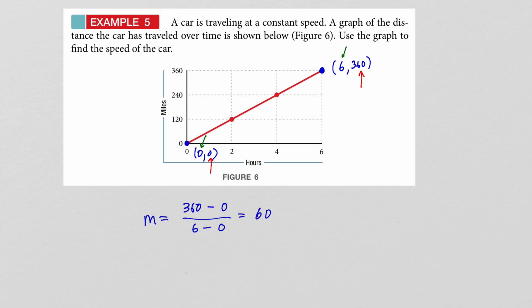Now let's keep in mind that on top we had miles, and in the bottom here we had hours. And so this is going to be miles per hour. And so this is a measure of the average speed over that period of time. Now in this case, it is the speed because they tell us that the car is traveling at a constant speed, meaning that it's never speeding up or slowing down.